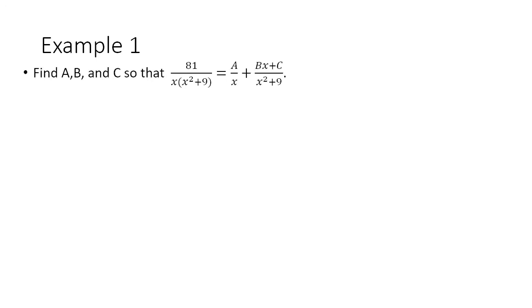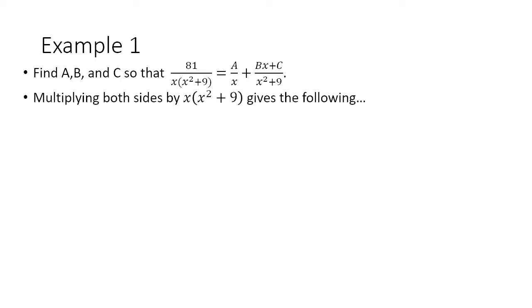Let's work an example together. Our job in this problem is to find the numbers capital A, capital B, and capital C, so that the fraction 81 divided by x times the quantity x squared plus 9 equals A divided by x plus Bx plus C all divided by x squared plus 9. This is an application of partial fraction decomposition.